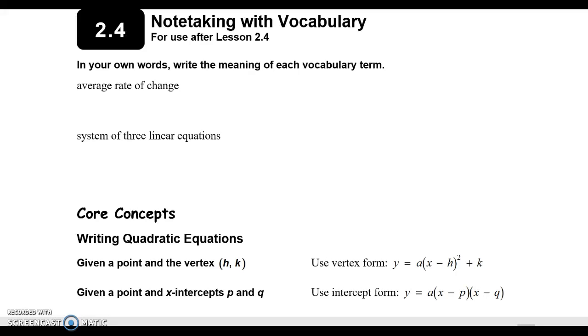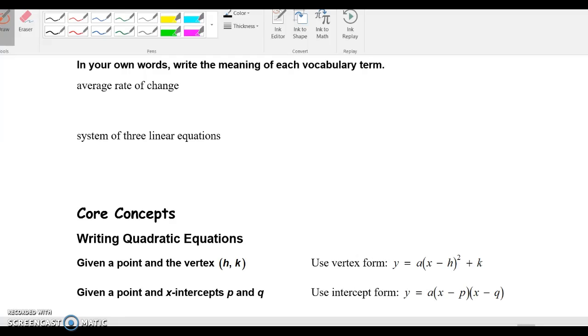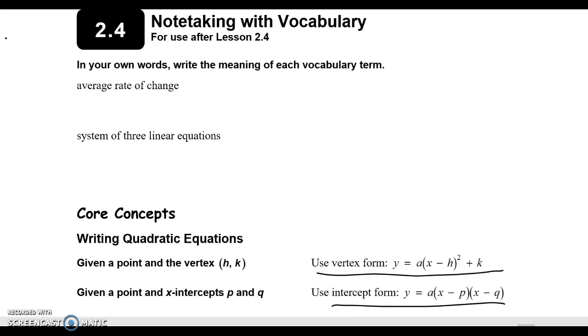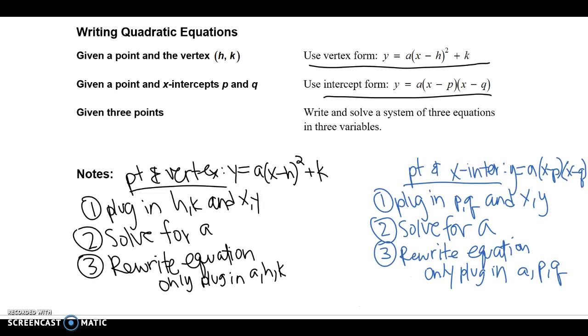Go to page 41 in your journal and get the definition for average rate of change and system of three linear equations. You also want to take a look at vertex form of a parabola and intercept form of a parabola. Take a look at the notes when you get a point and vertex. So when you're given a point and vertex form, these are the steps you'll follow.